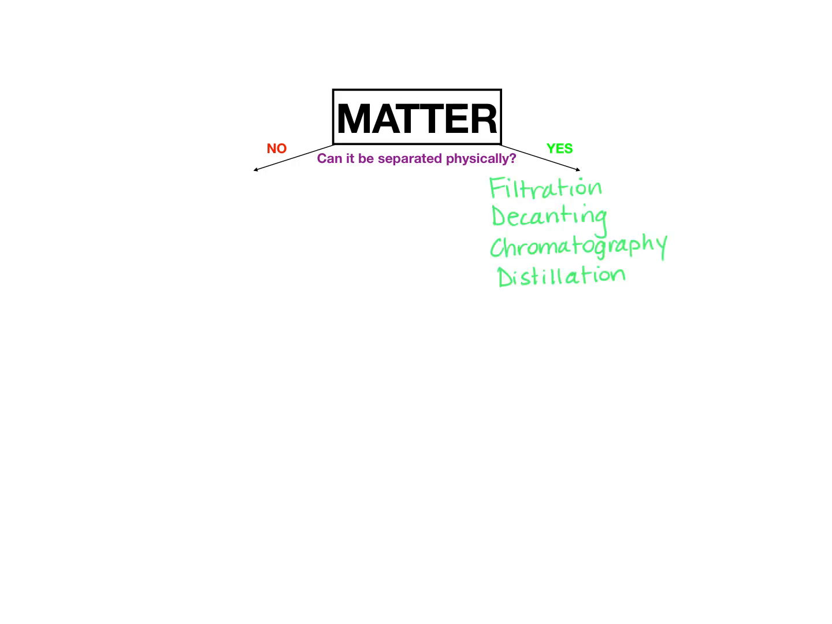What does it mean to separate something physically? It means to filter something or decant something. Decanting is just pouring the liquid off of something before you filter it. Chromatography or distillation. Another thing that you can do is use a centrifuge to separate things as well. There are some different ways we can do this, and we'll take a look at that in the lab. One other thing you can do is use a magnet to separate things as well.